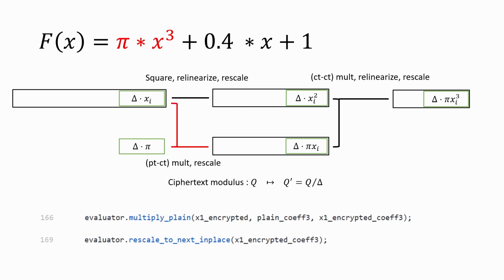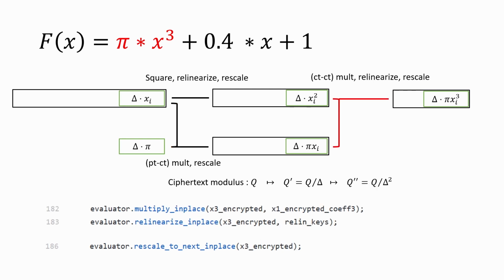And then we can use a plain-cipher multiplication algorithm followed by a rescaling operation to generate another encryption of pi times x with scaling factor also delta. And finally, we can multiply them to get an encryption of the first, desired term. This is the source code, and we consume two levels. And the most difficult part of the computation is finished, so we should be almost done.